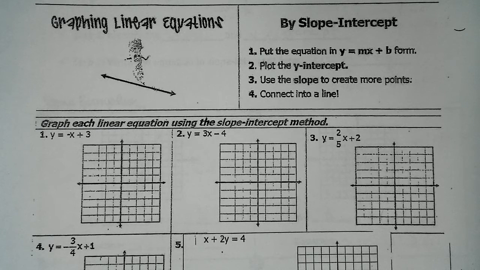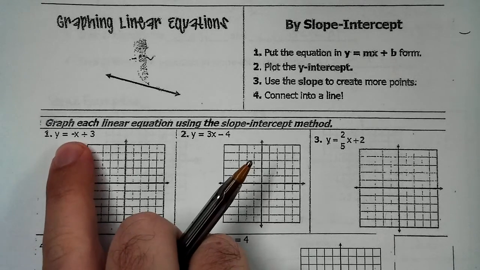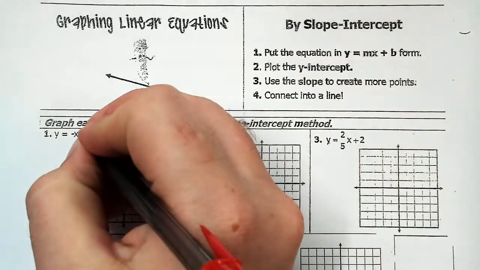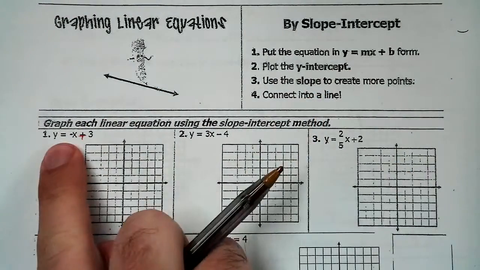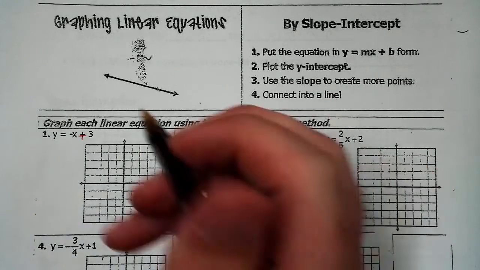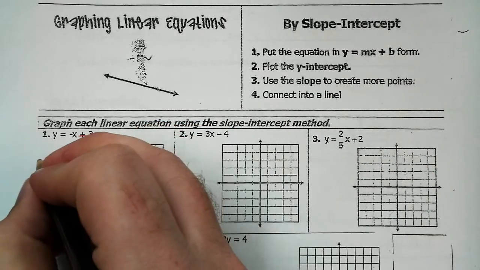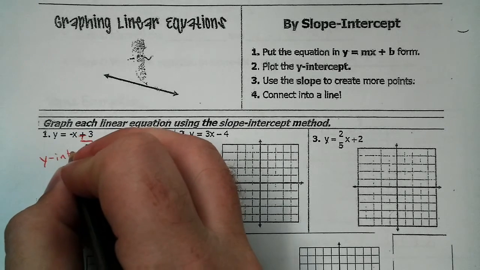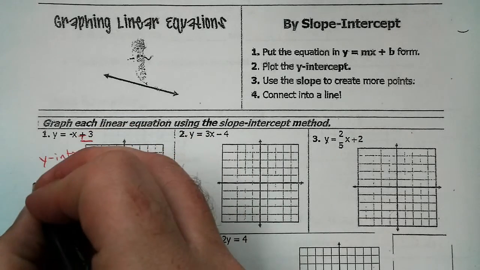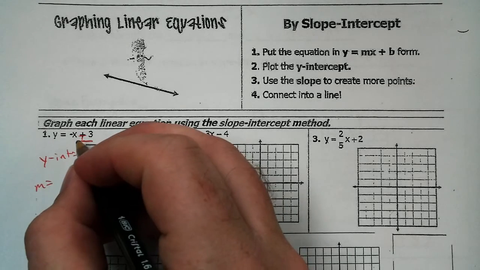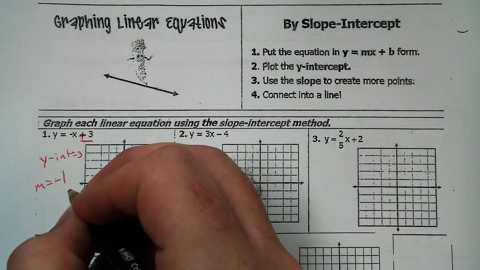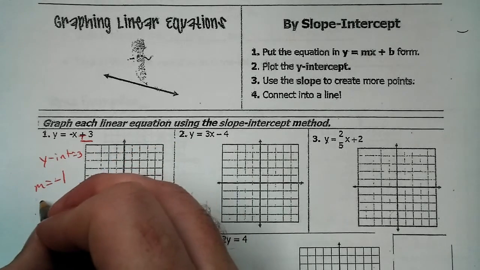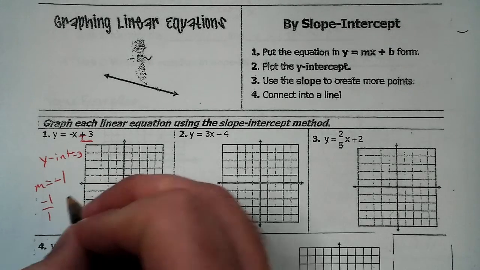So, let's look at the first problem here. Number 1, it says y equals negative x plus 3. Now, it's already in y equals mx plus b. So what is my y-intercept? Good, it's that positive 3. What's my slope? Now this one, my slope, it's that number in front of x, and you just see a negative. So remember, that's negative 1. Whenever we have a whole number, we can always write our slope fraction as over 1. So negative 1 over 1.